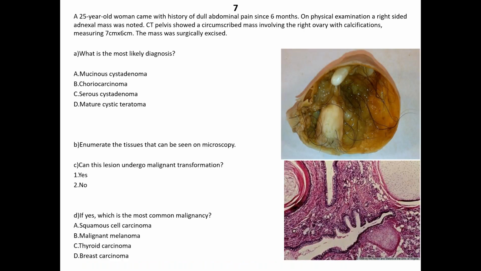That's about this case. The next one: a 25-year-old woman came with a history of dull abdominal pain for 6 months. On physical examination, a right-sided adnexal mass was noted. CT pelvis showed a circumscribed mass in the right ovary with calcification. The mass is excised. What is the most likely diagnosis? Enumerate the tissues that can be seen on microscopy. Can this lesion undergo malignant transformation? If yes, which is the most common malignancy? So this covers a dermoid also.